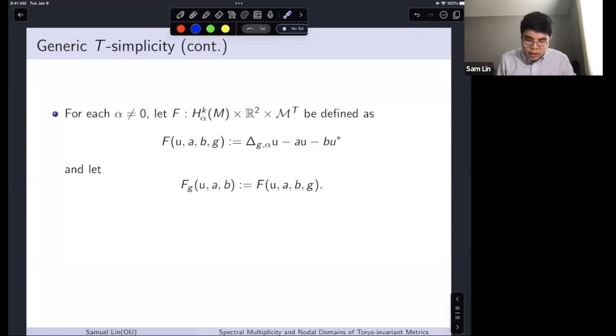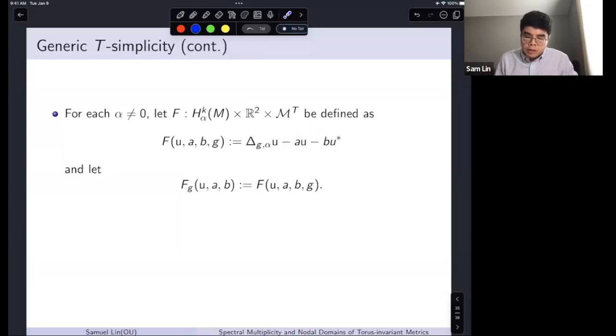So we define this as f of u, a, b, g equals a plus g alpha u minus au minus bu star. Note that each function here has 2 components. Now you might say that it's starting to look like you're doing something about complex eigenfunctions. Why do you do this kind of silly thing?